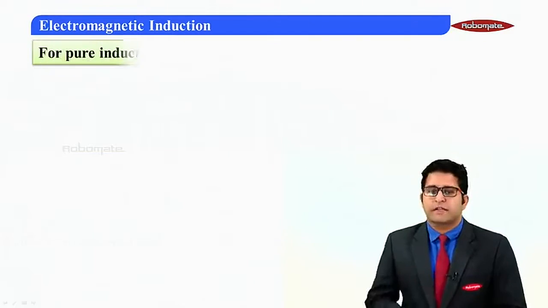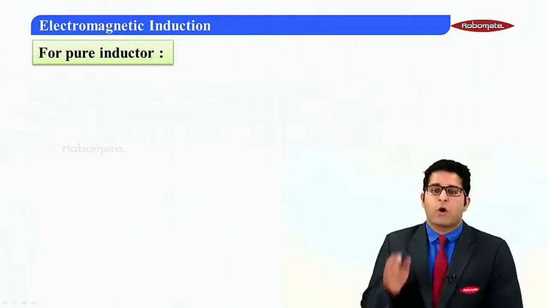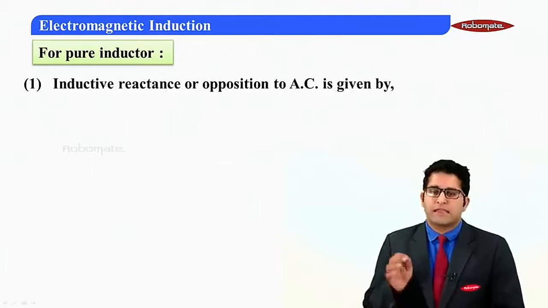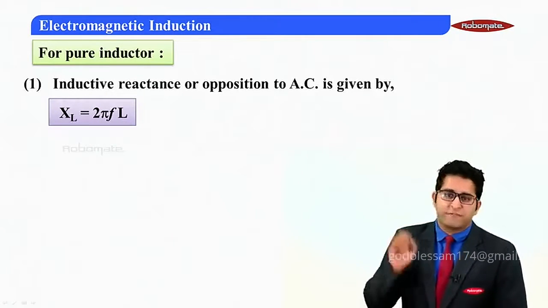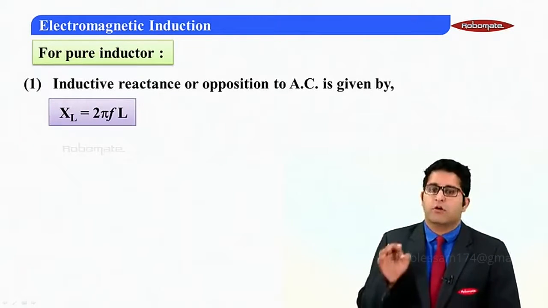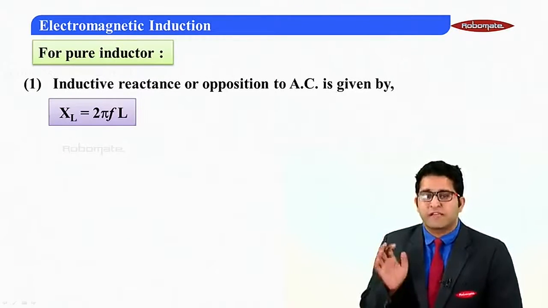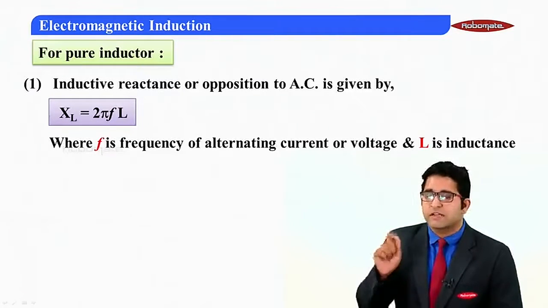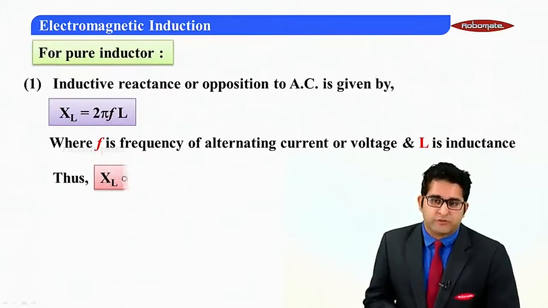Now students, for an inductor, the opposition provided to an AC source, or rather the inductive reactance, is given by the formula XL = 2 pi FL, where F is the frequency of the AC source and L is the value of self-inductance. Now see the above formula carefully. What is the relation between XL and F? XL is directly proportional to the frequency.